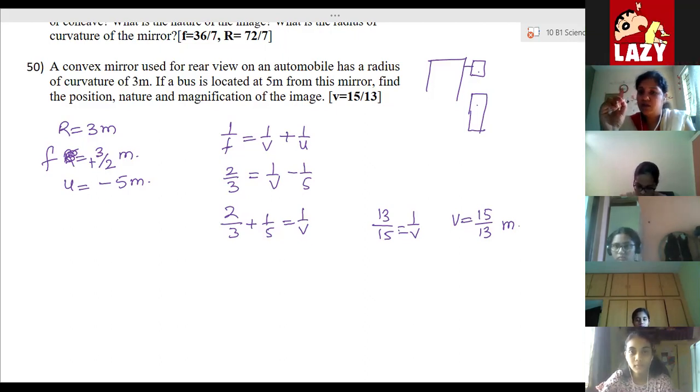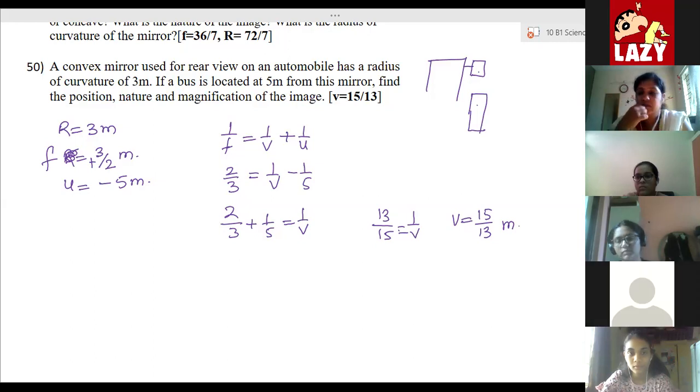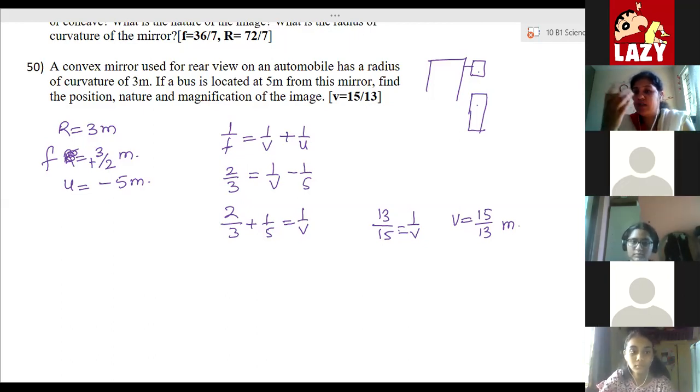Sukruta, can you tell? Try. Ma'am, if the image is real, then it's concave. Real. How will you find out if it is real or not? Nothing is given to you. Only the mirror is there in front of you. You are the object. Daphne, can you try?